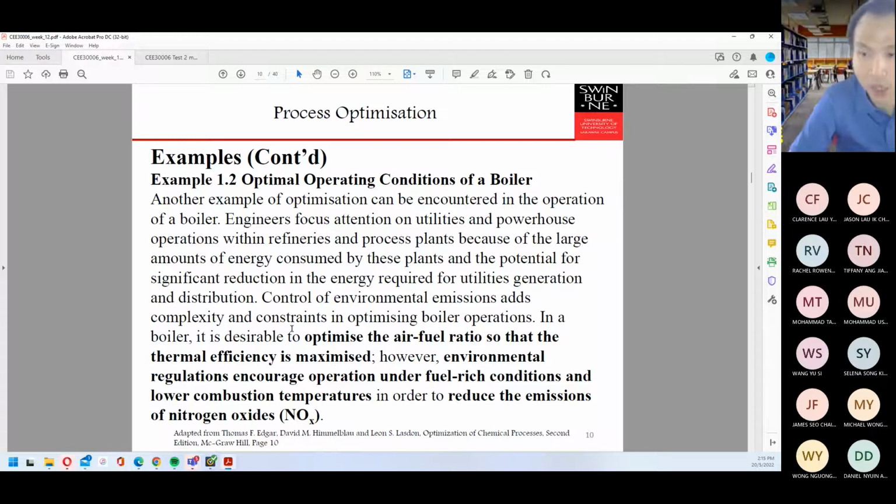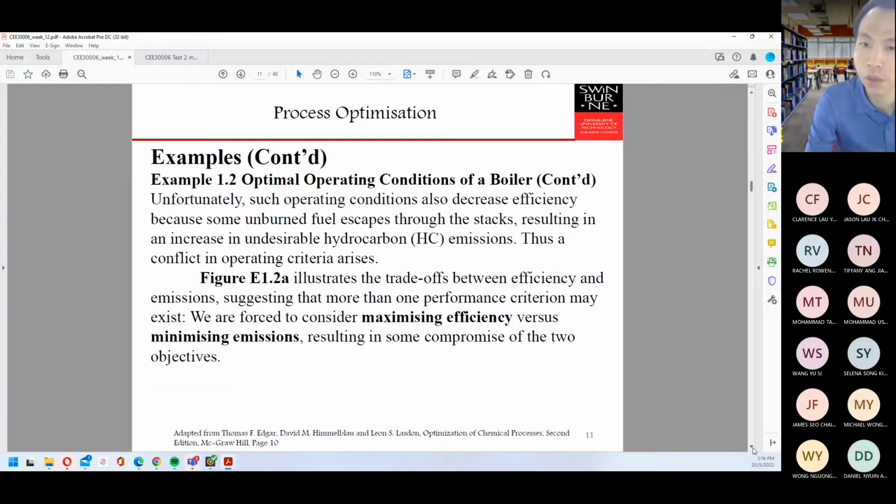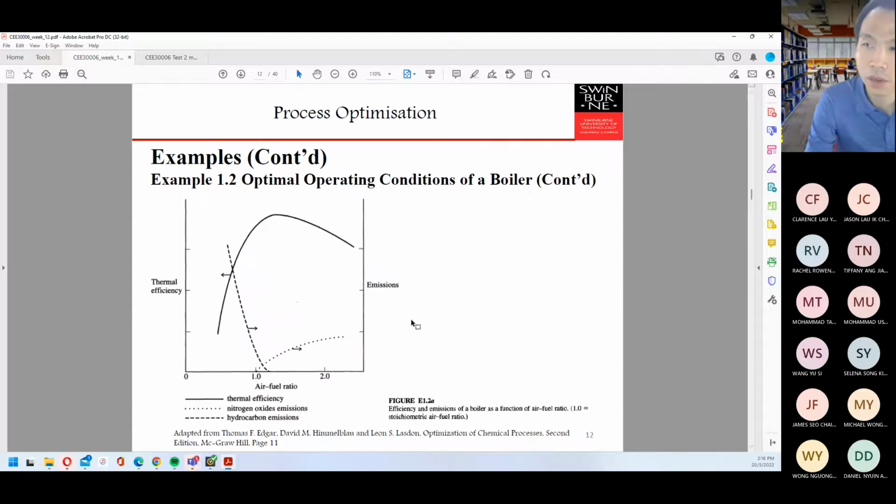However, the adjustment in the air to fuel ratio will have implications for the thermal efficiency, and it will also affect the amount of fuel that is wasted from your systems. So how do we go about that? We have a look into this graph. I think you can read these things by yourself. You can read the details by yourself, but the more important thing is we focus mostly on the figure here.